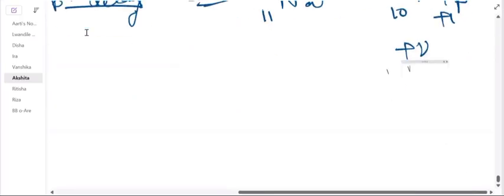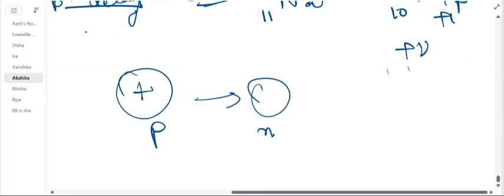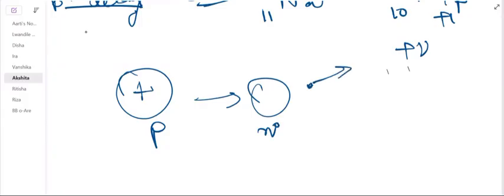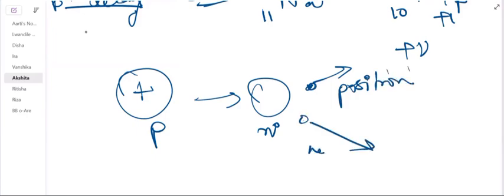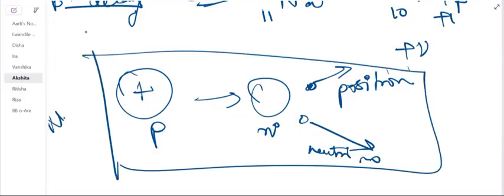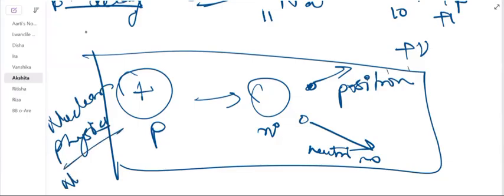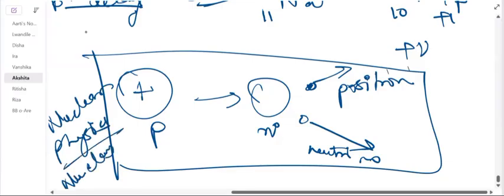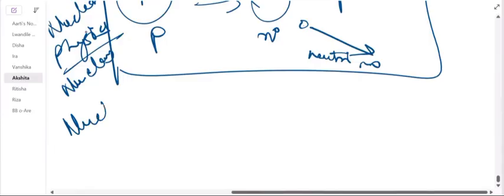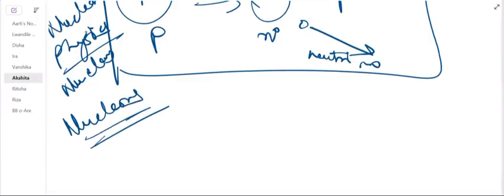Understood? So this is how it will be done. That means when one proton collides with one neutron, it will release a positron, that is beta plus. Also, it will release one neutrino. You have to take care of all the things when we are studying nuclear physics. There is no electron participating in this. Only we are talking about nucleus and nucleons. Understood? Any doubts?